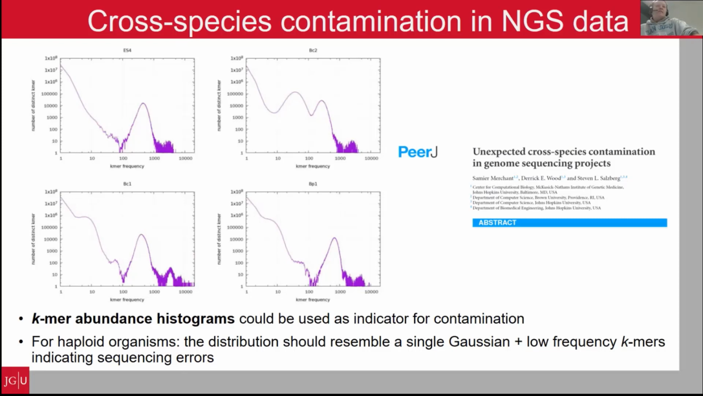histogram, you can very quickly notice, for example, cross-contamination in genomic sequencing projects, where you have, for example, 2 Gaussians. When you have 2 Gaussians, like in the upper right diagram, it's very likely that your sample is contaminated in the case of haploid organisms.